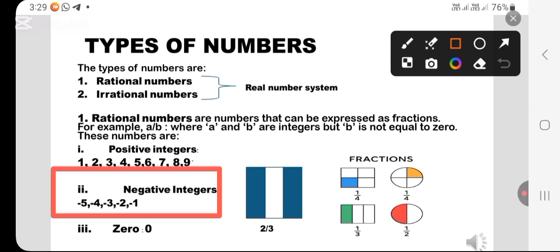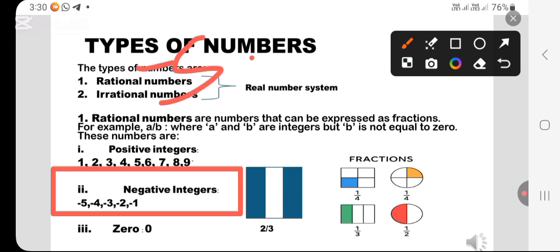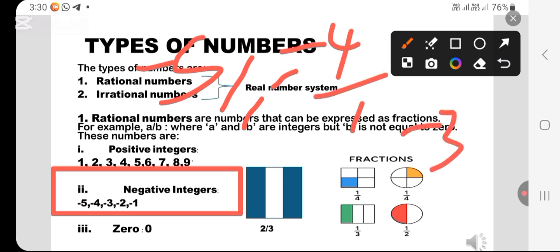Negative integers: minus 5, minus 4, minus 3, minus 2, minus 1. We can express them as fractions like this: minus 5 over 1, minus 4 over 1, minus 3 over 1. That's how we express the fractions.